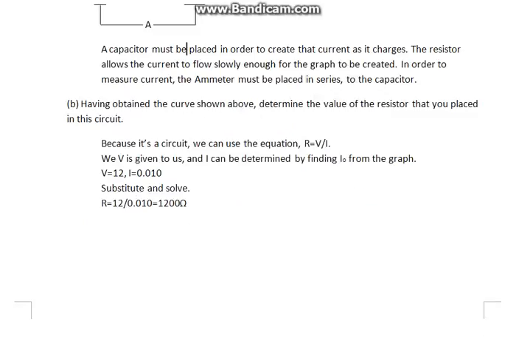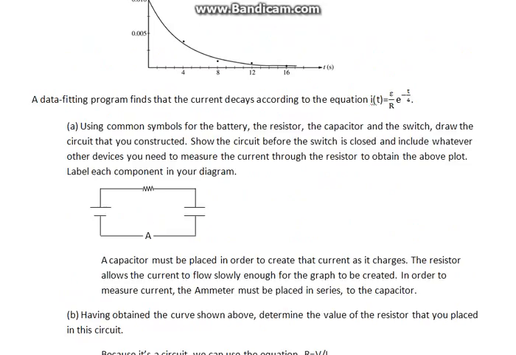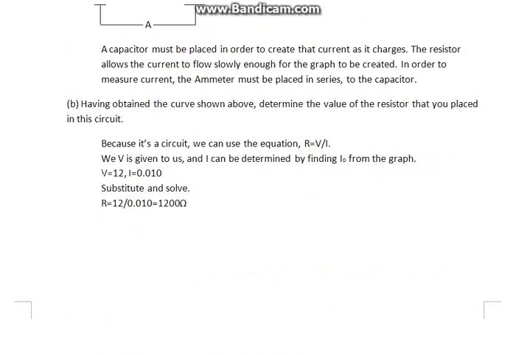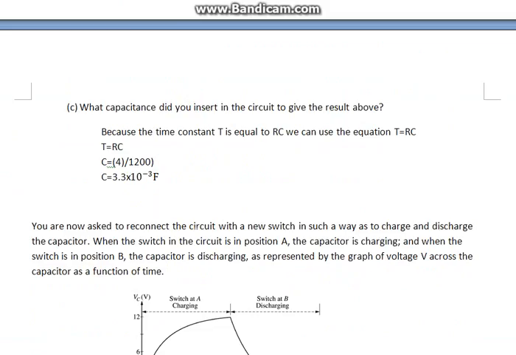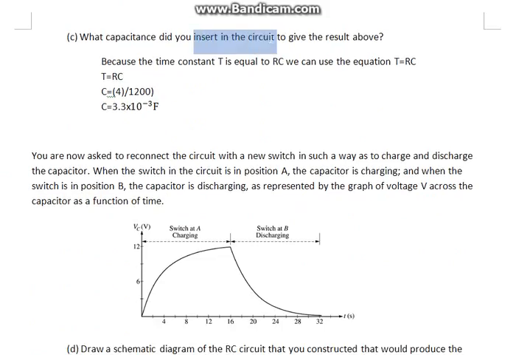Having obtained the curve shown above, determine the value of the resistor you have placed in the circuit. Because it's a circuit, we can use the equation R equals V over I, which is just an adaptation of V equals IR. V is given to us, and I can be determined by finding I naught from the graph, as shown here. Here we use 0.01, and then we substitute it and solve. So we get R equals 12 over 0.01. We get 1200 ohms.